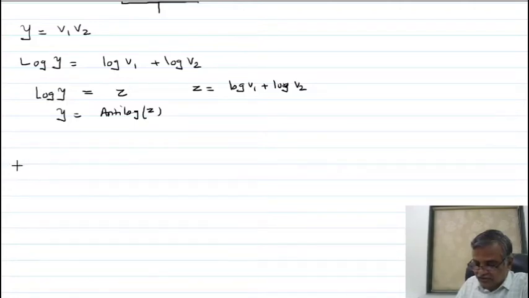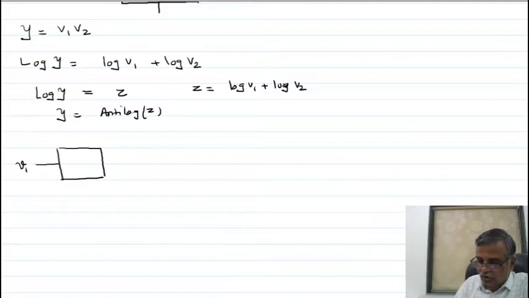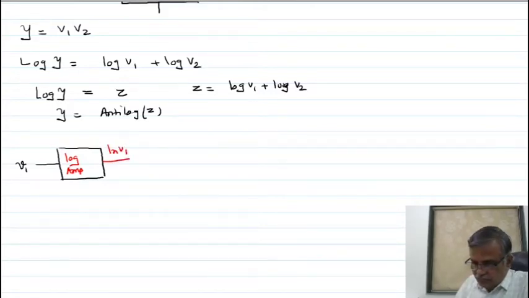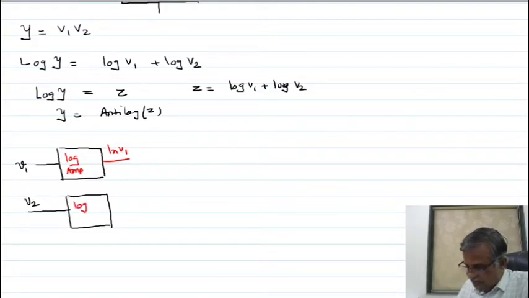Suppose I want to find the multiplication of the two signals, then this is the way you can design the circuit. Say you are giving the input signal V1 to log amplifier 1. Suppose you already know what a log amplifier is. So you will get ln V1. Now you are giving the input signal V2 to another log amplifier, and I'll get the output log of the V2 signal.